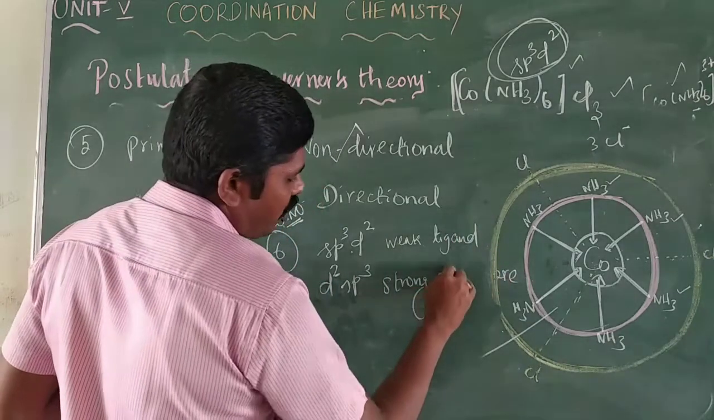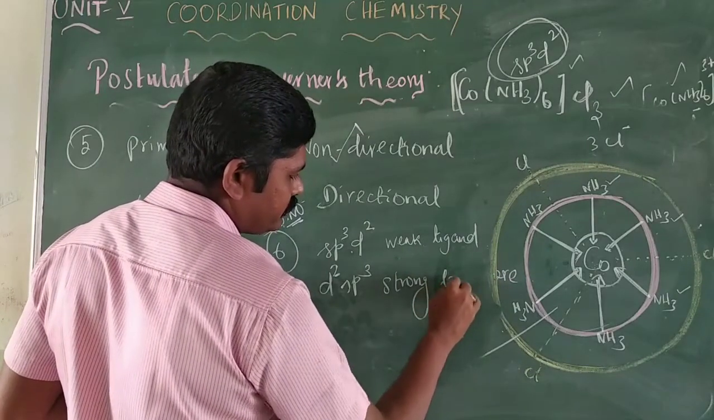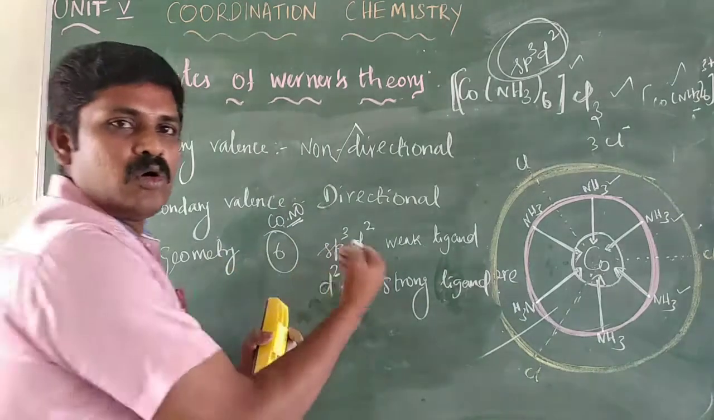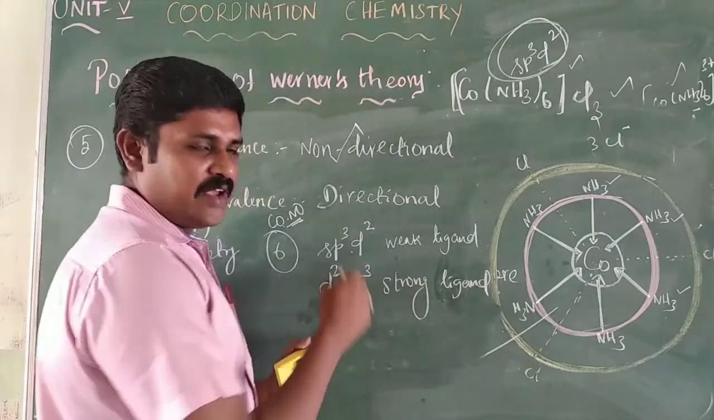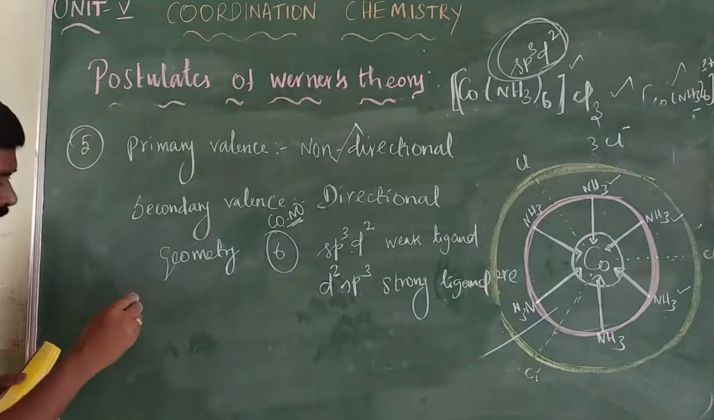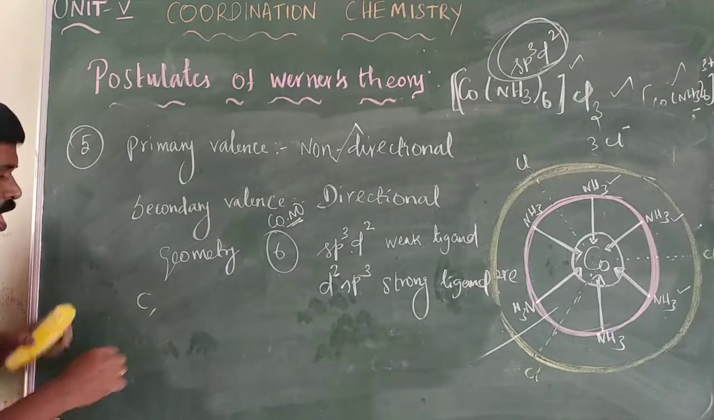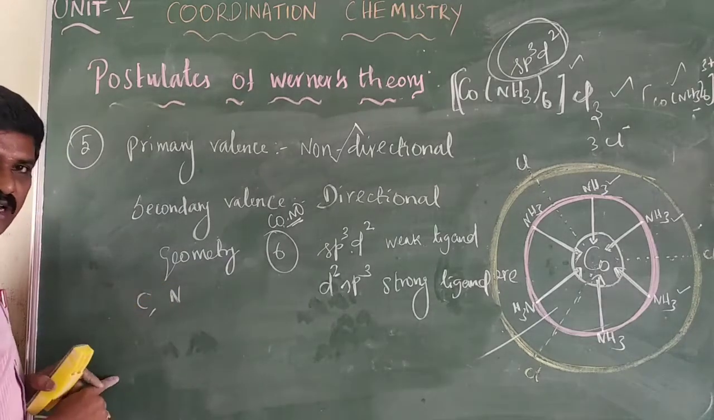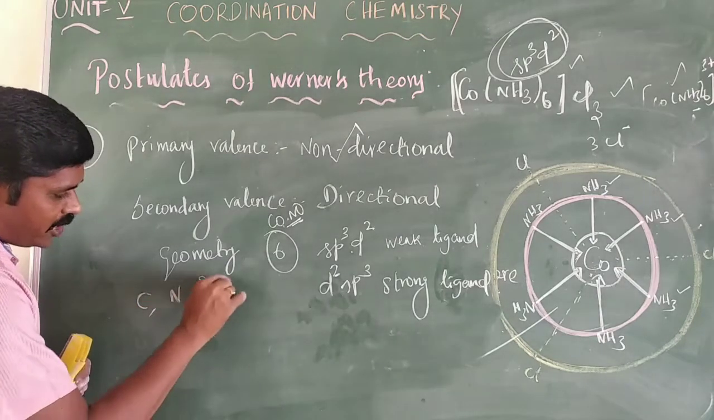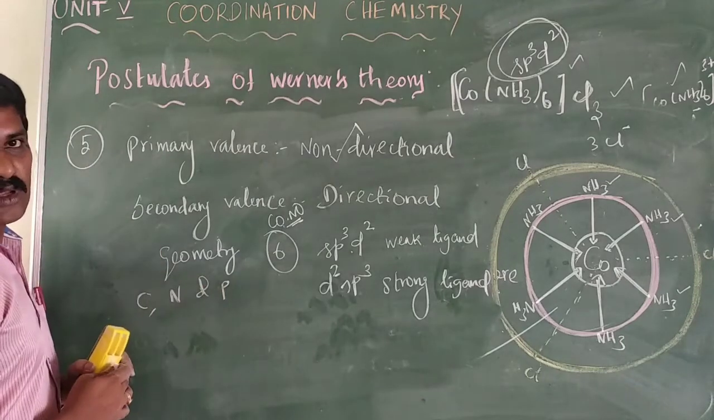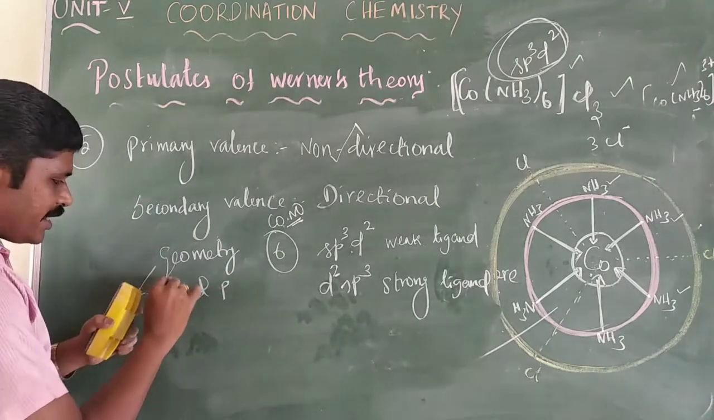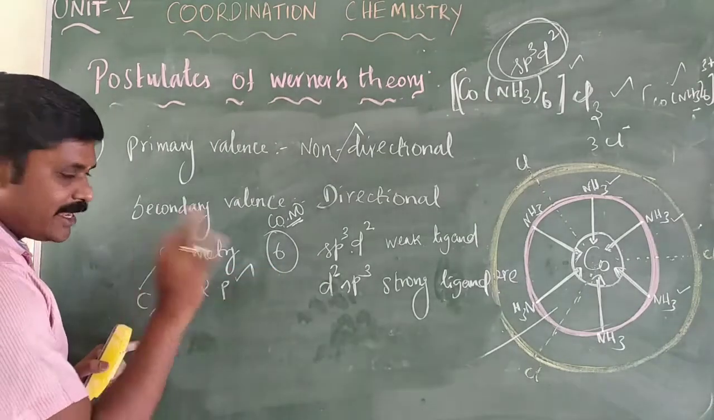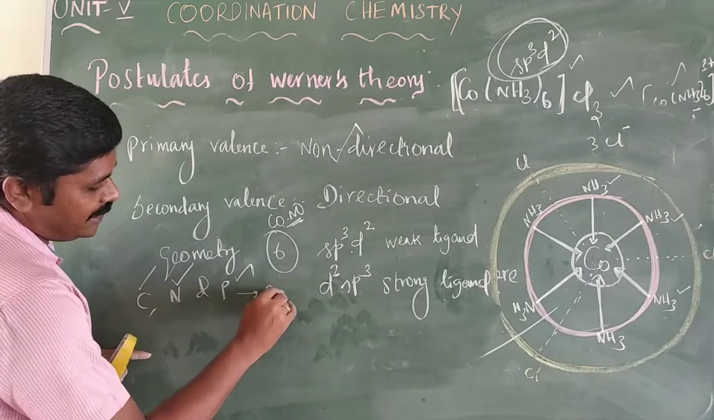Weak ligands and strong ligands. So how do we identify weak field and strong field ligands? The donor atoms carbon, nitrogen and phosphorus: ligands containing these donor atoms are strong field ligands.